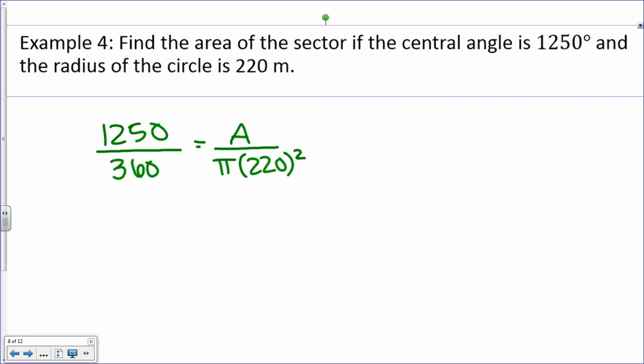So I'm going to do 1250 times pi times 220 squared divided by 360, which should give you an area of 527,962.1 meters squared. Okay, with this, keep in mind your radius is massive, and so is your central angle. This is multiple revolutions, so I should expect my area to be massive. The main reason I have this one in here is to make sure you're taking that into account. If it works, it's totally fine.